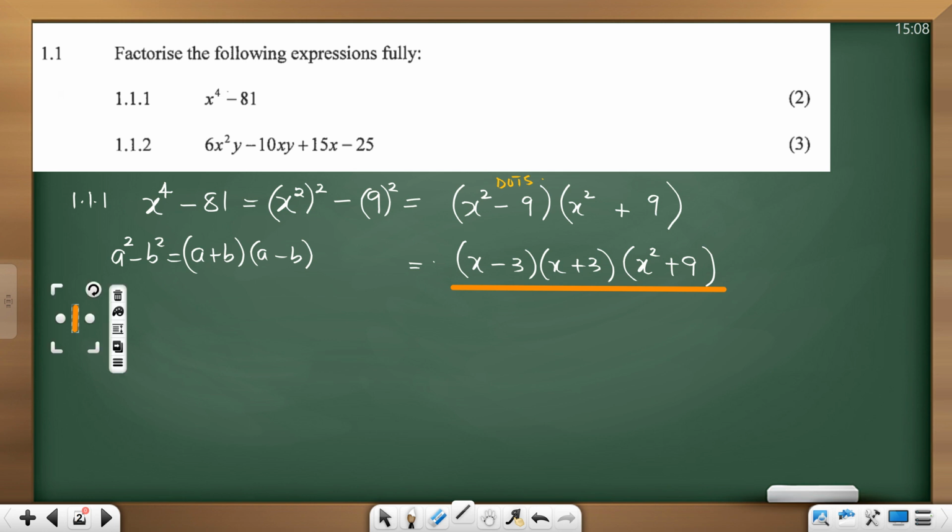That's done. Let's go for 1.1.2. Now, 6x squared y. Okay, you've got your hand up. Is that Aura? Are you okay or you have a question? Let me know quickly. You raised up your hand twice. Are you okay? Okay, do respond.